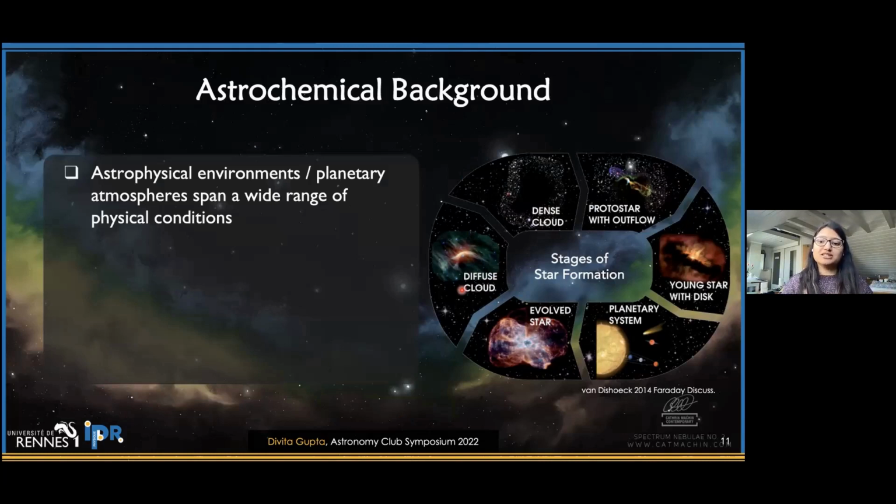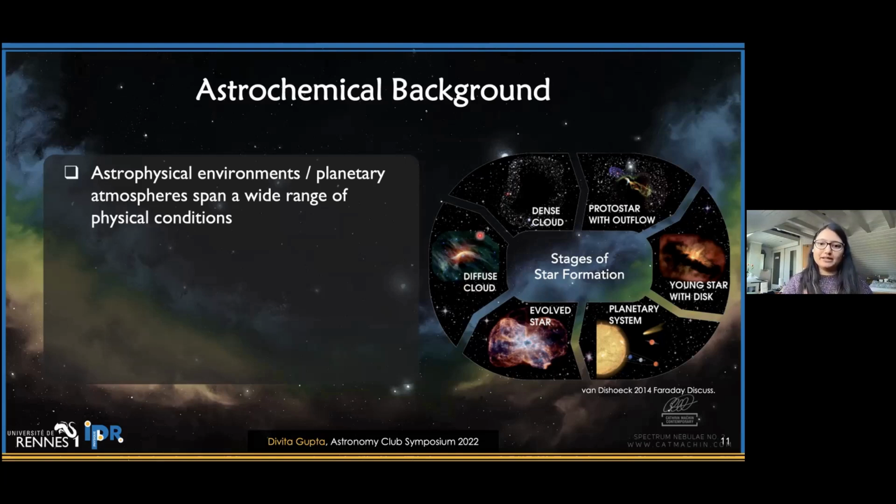Because for reactions, the basic idea is to have collisions, okay? Two different species have to come together. They can either collide and just have a collision, like an inelastic collision, or they can actually react with each other and form product, okay? And in these diffuse clouds, essentially, the densities will be too low. So you really don't expect a lot of chemistry happening in these regions.